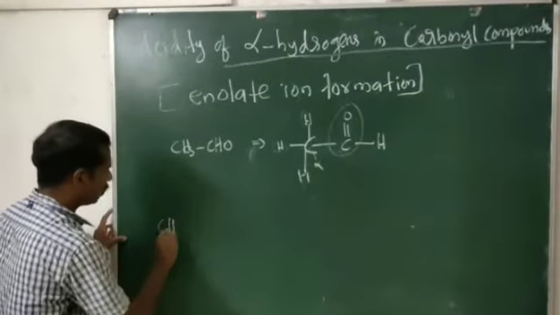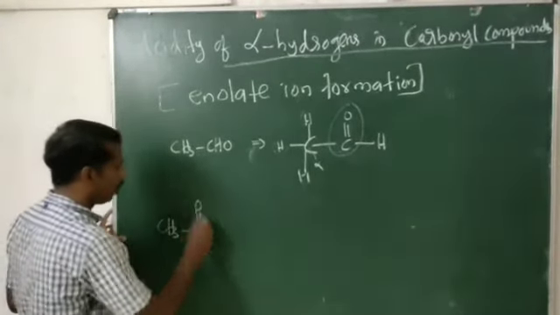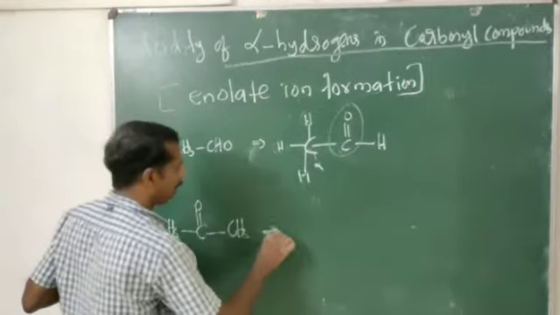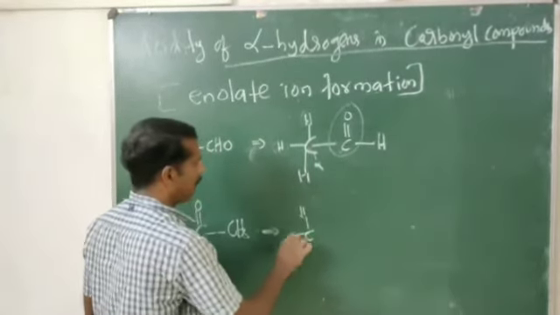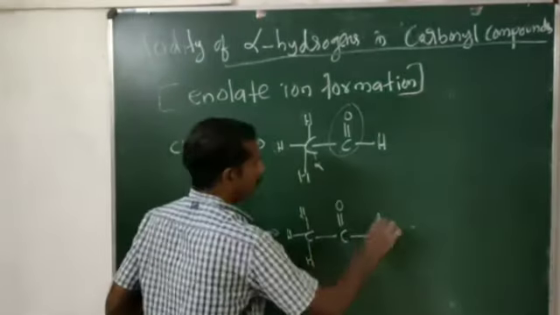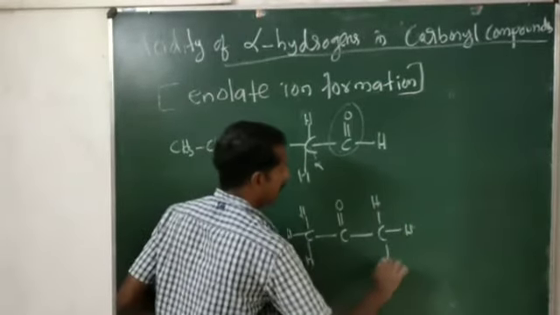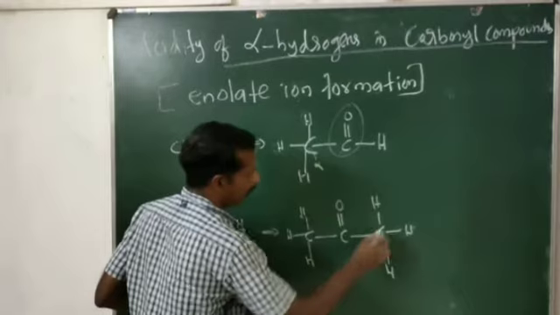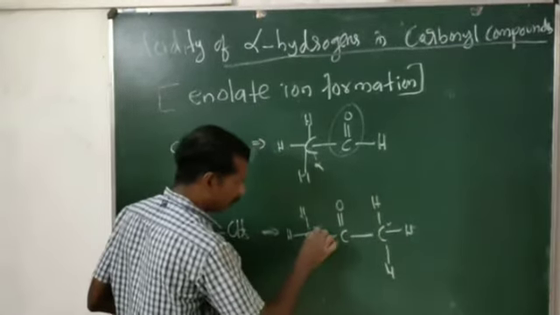Another example, acetone, CH3, C double bond O, CH3. What is the actual structure? CH3, C double bond O, CH3. So the carbonyl group is attached to this carbon, the alpha carbon. This is also an alpha carbon.